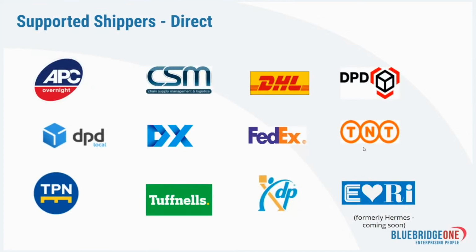So just to look at the shippers that we integrate with, we have 2 types of integration. The first is what we call direct integrations, which are the list you can see there. And we connect directly to all of those shippers' systems to make bookings. This one here used to be called Hermes. That's actually coming out in our next release of OneShip, which is likely to be in the next month or so. So those are our direct connections.